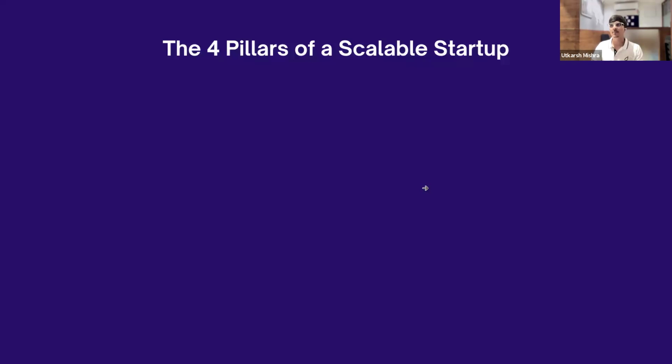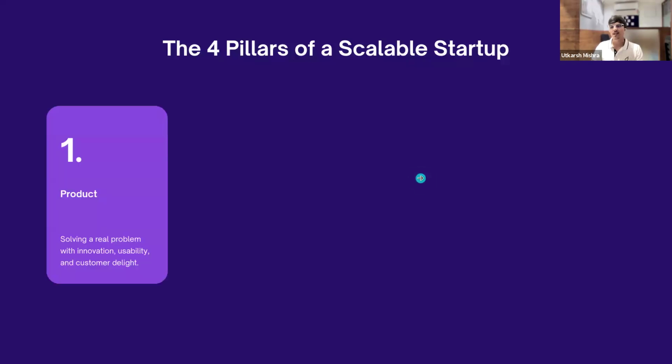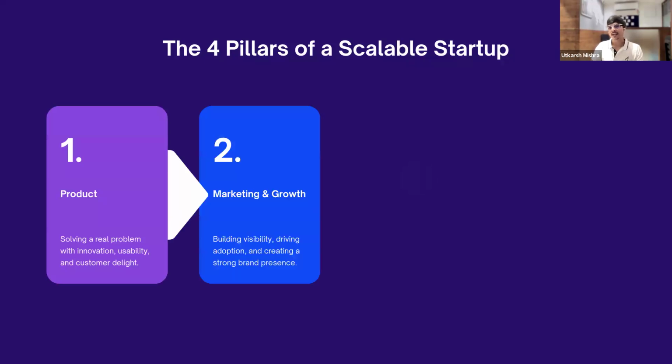So starting off, there are four pillars of a scalable startup. First is obviously your product, like what are you solving for? What is your usability, customer delight? And the second is marketing, like how are you marketing it? Is it just the digital marketing you are doing, or you are reaching out organically, doing some events, creating a community, and reaching out to them, right?